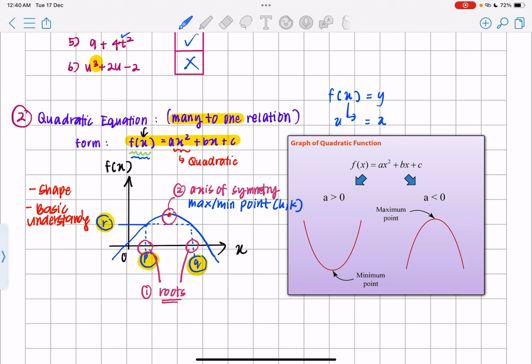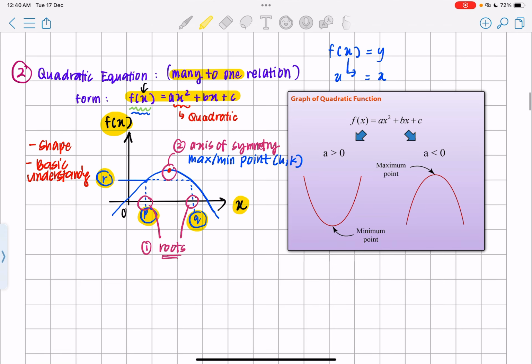Okay, first thing first, you dah tengok kan the graph yang we have right here, fx. As I said earlier, fx is y. That's why dia dekat y punya axis lah. And then x dekat x axis. Okay, and then we have P and Q. P and Q is the root.